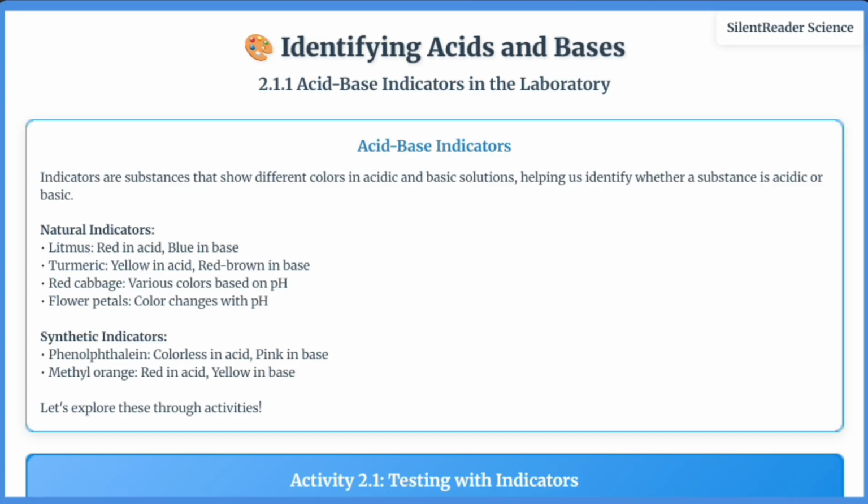and yellow in bases. We also have olfactory indicators like onion, vanilla, and clove oil, which change their odor in acidic or basic media. These indicators are incredibly useful in laboratories and everyday life for identifying the nature of substances.